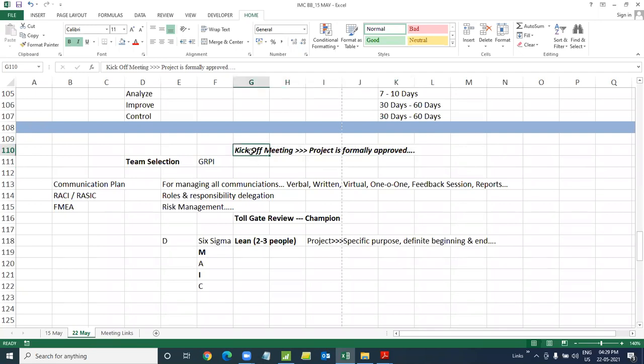We generally call this a kickoff meeting. In that, the project is formally approved and you're informed that your project is selected. We'll be doing a project on that. Now is the time for you to select the team.